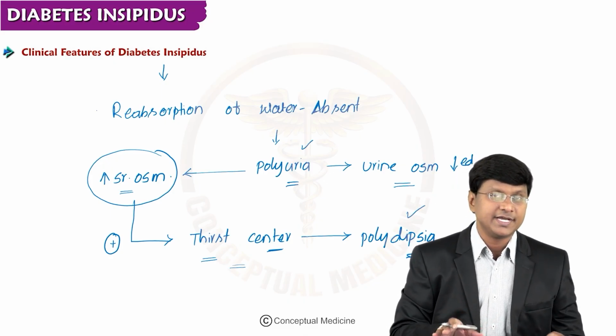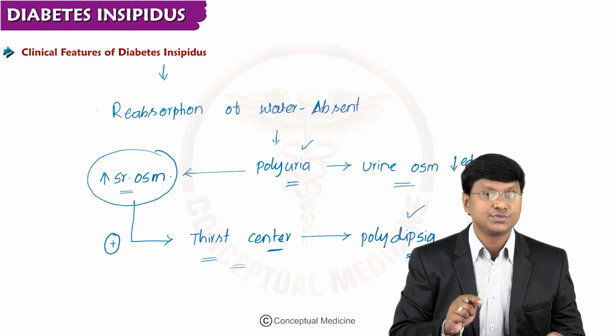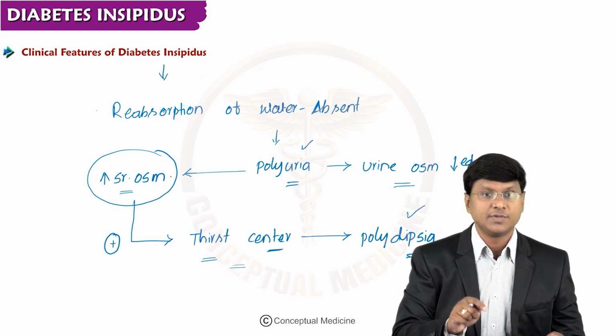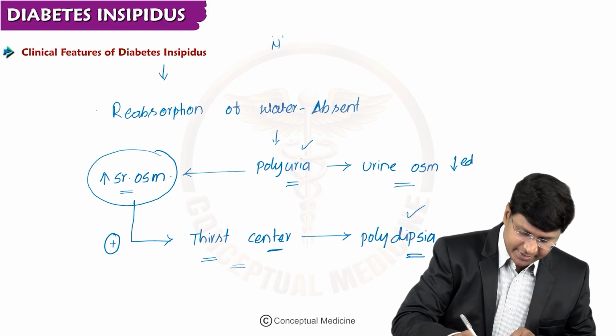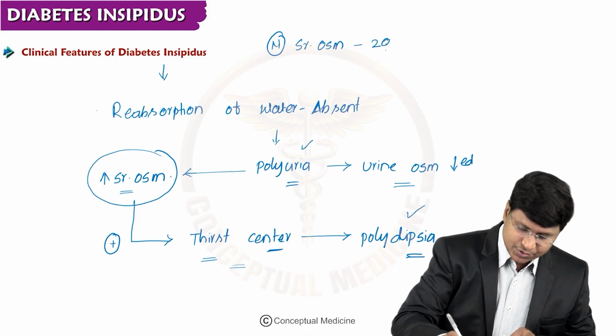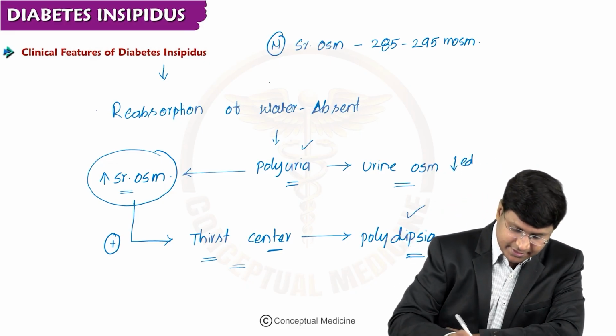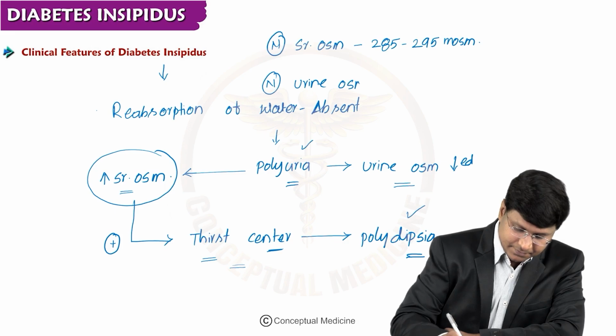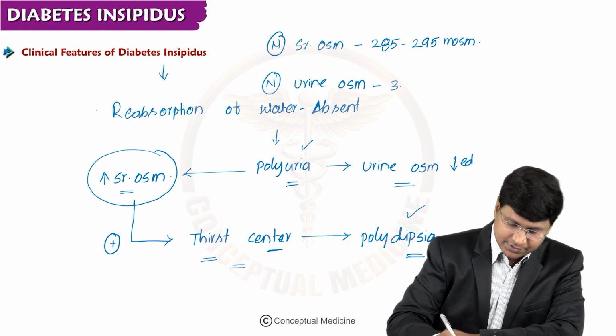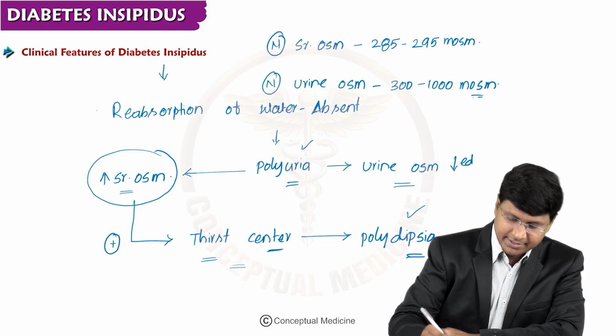But now, in order to crack the previous question which was of numerical value, you should know what a normal urine osmolality and a normal serum osmolality are. Normal serum osmolality is 285 to 295 milliosmoles. And normal urine osmolality is around 300 to 1000 milliosmoles.